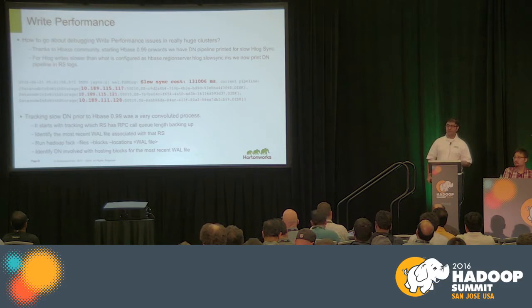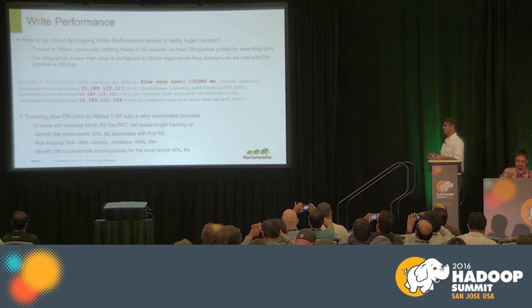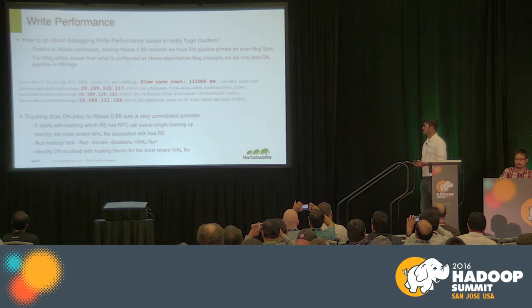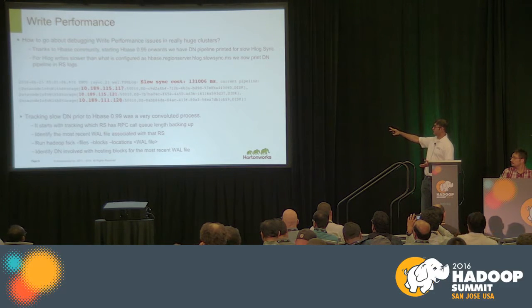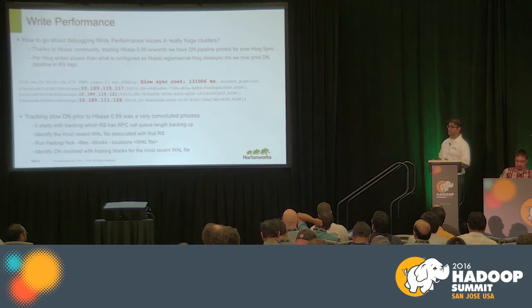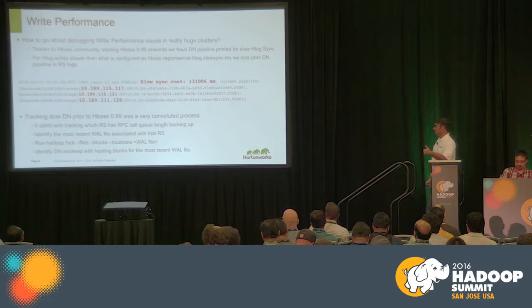Prior to HBase 0.99, it was pretty difficult to track down which data node you really need to target if you're seeing slow write performance. And thanks to the HBase community again, since HBase 0.99, we print out the slow data node time, how long it took. So anything more than 1,000 milliseconds is going to get printed into the region server log, and it also shows you the pipeline, the data nodes that are involved with that WAL file consumption. It's pretty neat to track it down this way.